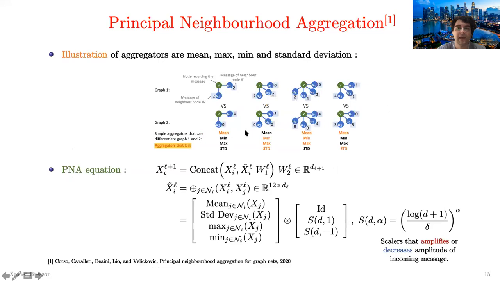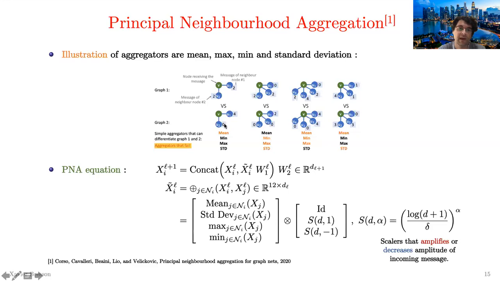Okay, so let me give you an illustration of aggregators used in the paper on principal neighborhood aggregation. You have here two graphs: this is graph number one, graph number two. What you want is a meaningful node representation of V here and here. You're going to see the neighborhoods. You have two nodes, U1 and U2, and for each neighbor you have some feature. Here the feature is just a scalar: 2, 2, 4 and 0.